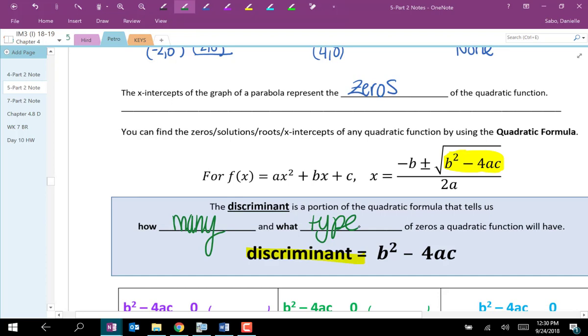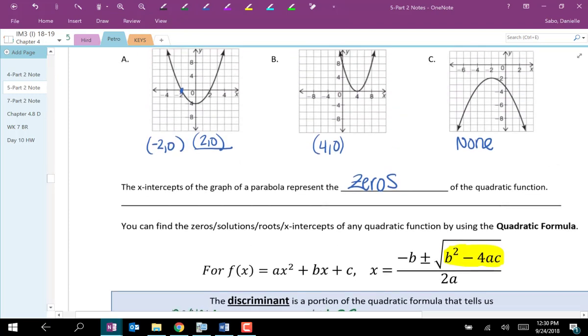There are only 3 options. You can have 2 real, 2 imaginary, or 1 real. They're the only 3 options you have for the rest of the day today. So if we look back at our example up here, again: 2 real, 1 real, 2 imaginary, because it doesn't cross at all. And we'll get more into that in a second.